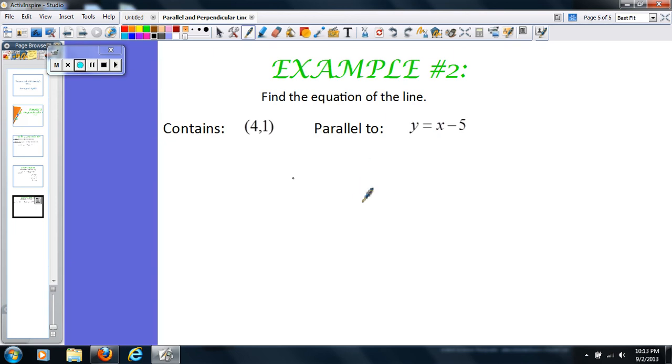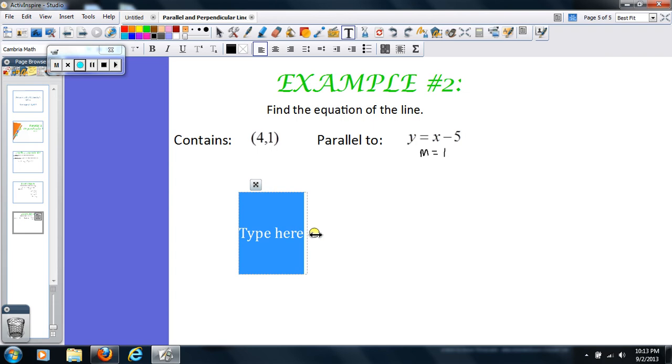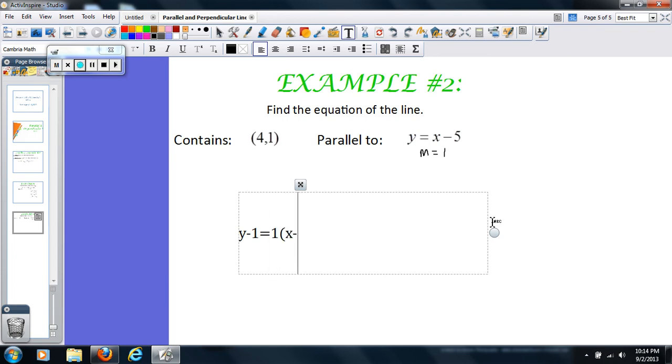So in example 2, I'm doing a parallel line again. It could have been perpendicular, it wouldn't even have mattered. The line has to be parallel to y equals x minus 5. All this tells us is my slope, so my slope has to be the same as this one, which is 1. Now I have a point, so I'm going to use point-slope form with my slope to get my equation. You get y minus y1, which is 1, equals m, which we just determined was 1, times x minus x1, which is 4.